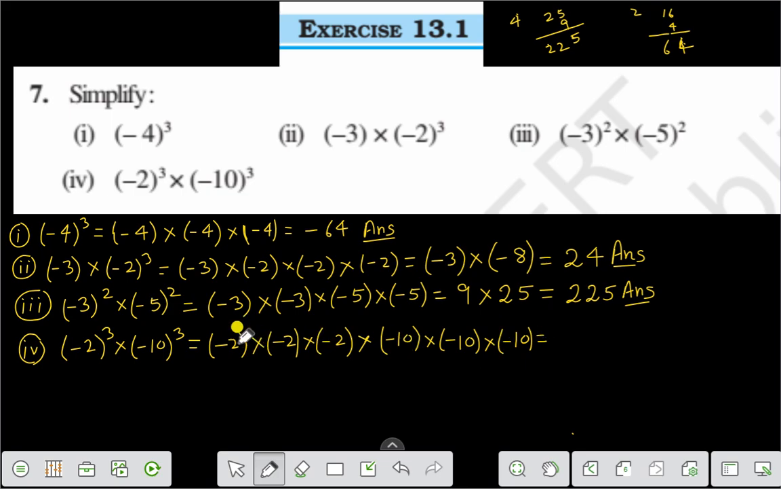This can be written as, here you see, minus into minus is plus, plus into minus is minus, and 2 4s are 8, that is minus 8. And it can be written as minus into minus is plus, plus into minus is minus, 1 and 3 zeros, 1, 2, 3. Now minus into minus is plus, therefore 8 and 3 zeros. Then the answer is 8000.